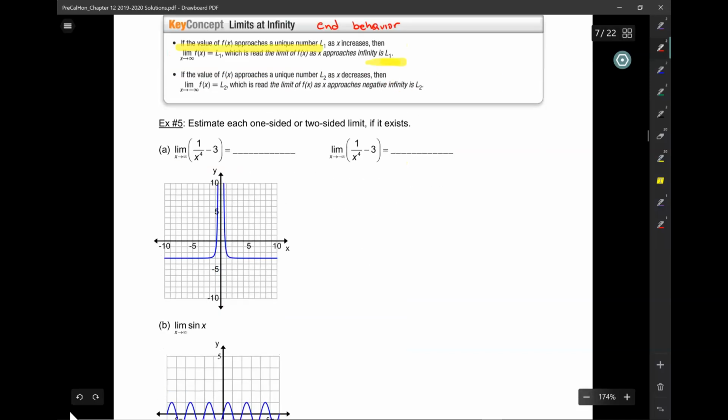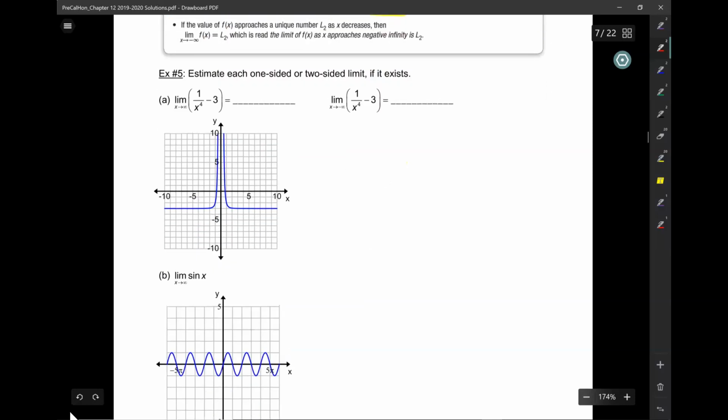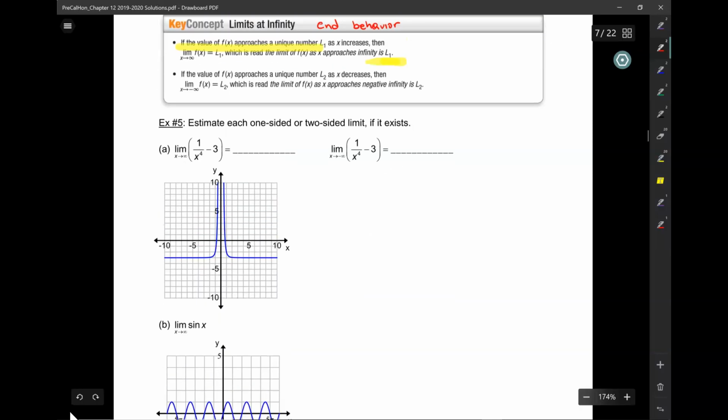All right, so let's take a look at a couple of examples and then we can call it a day. Look at example A here. I have the limit as x approaches infinity of 1 over x to the 4 minus 3. So again, this is the function f of x, and it's graphed here. And I'm looking at what happens as x approaches positive infinity.